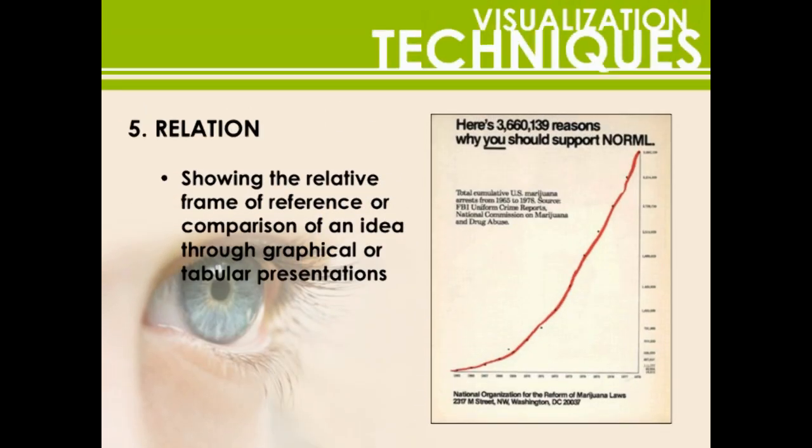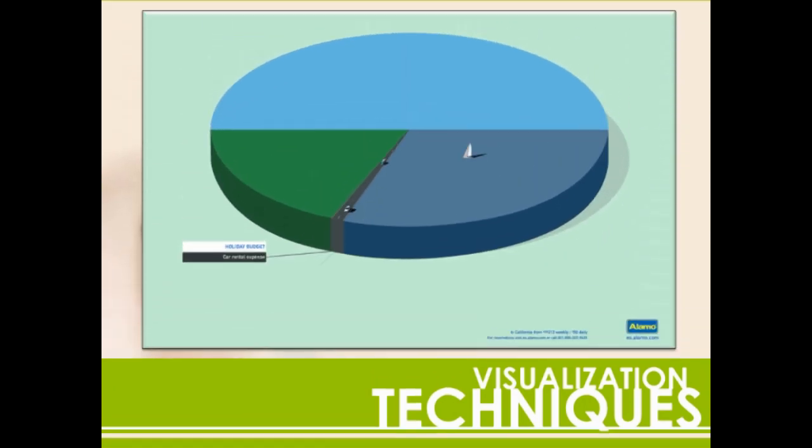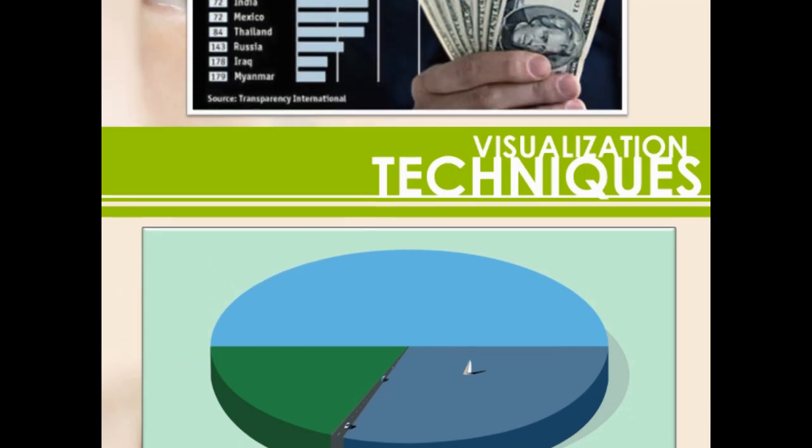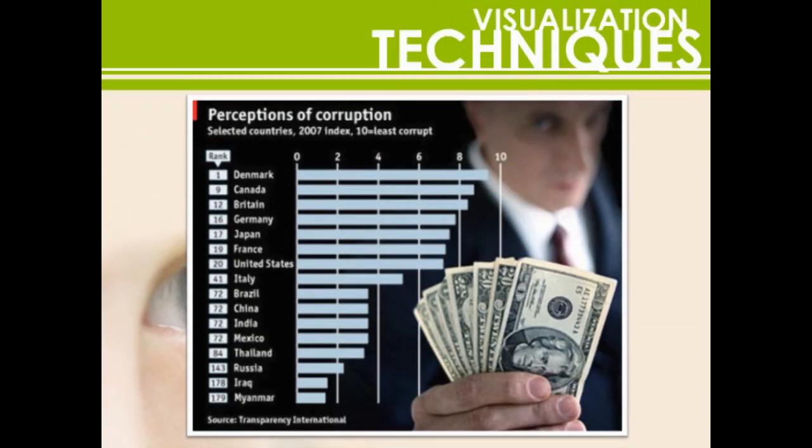The fifth visualization technique is relation. This technique presents relationships of concepts using charts, graphs, and tables. In most cases, relation is used to present statistical or numerical data. Do you have any numerical data to be presented in your LSD?